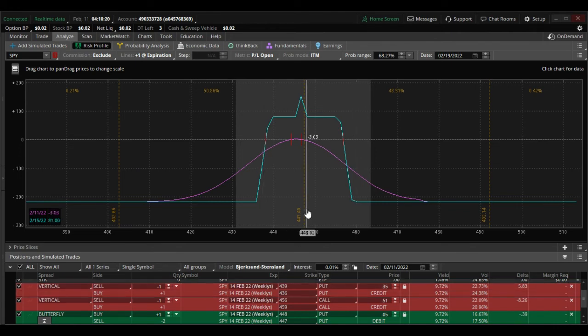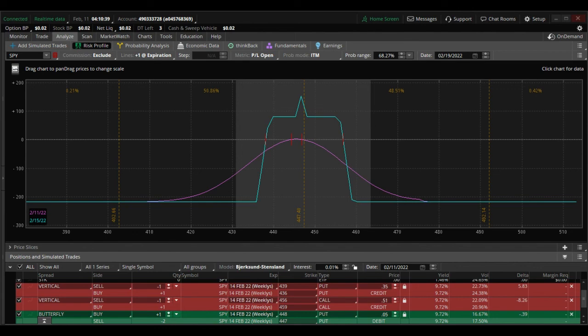So that's how you can add trades and expand, I'll say recover on the fly, and even expand the possibility of your profit window. That's just one way you can do it. There are also ways to add calendar trades, which can also increase your profit window.